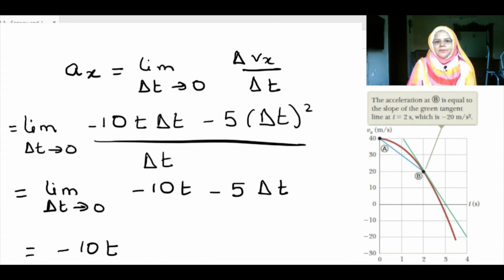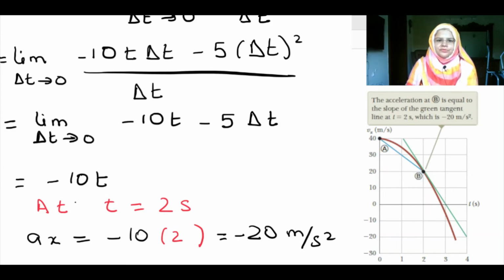Ax is equal to limit delta t approaches 0 delta Vx over delta t. We know that delta Vx is equal to minus 10t delta t minus 5 bracket delta t square. Therefore, Ax is equal to limit delta t approaches 0 minus 10t delta t minus 5 bracket delta t square divided by delta t. This makes Ax equal to limit delta t approaches 0 minus 10t minus 5 delta t. Since delta t approaches 0, we obtain that Ax is equal to minus 10t.